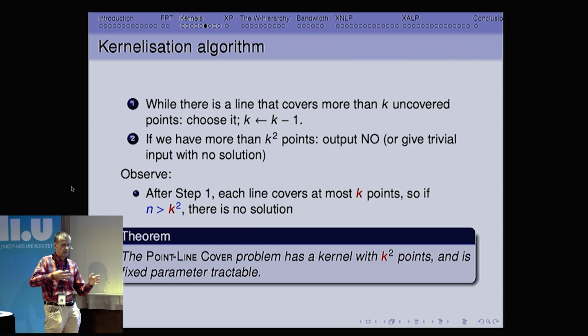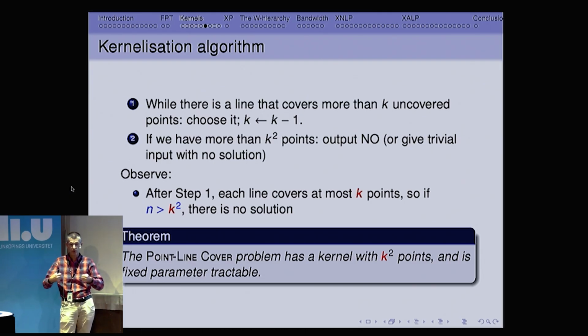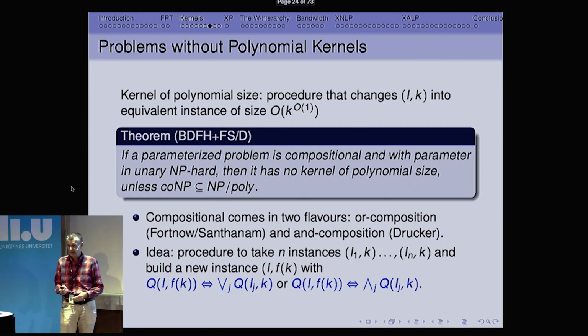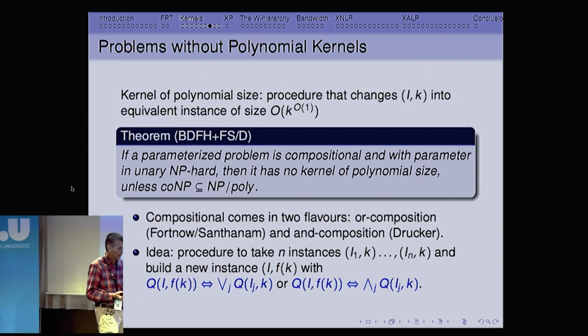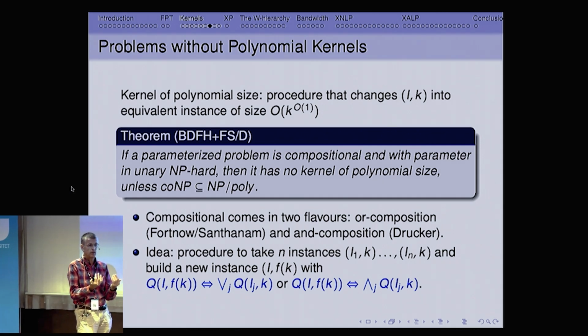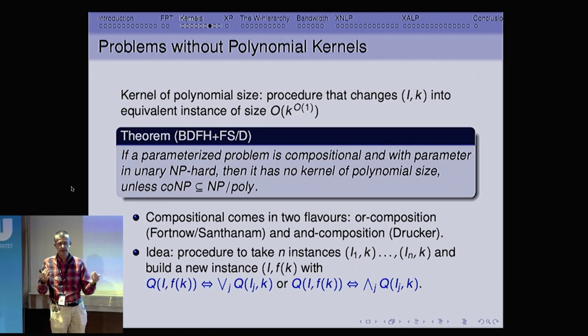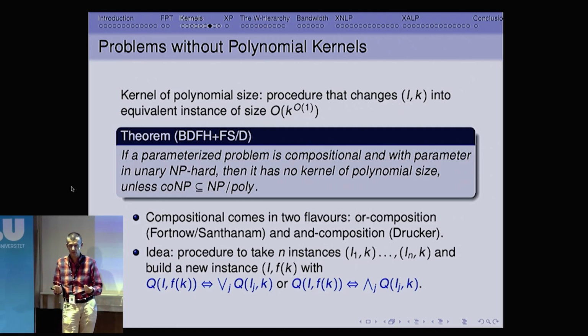We also call a kernel like this a polynomial kernel, because the size of my kernel is a polynomial in my parameter. K square, k to the third, all of these are called polynomial kernels. If you design kernelization algorithms, the goal is to try to get an algorithm where the size of this kernel is as small as possible, but you really prefer something at least polynomial. So there is actually theory being made to show that problems likely don't have polynomial kernels. Likely in the sense that we build this upon a complexity theoretic hypothesis.